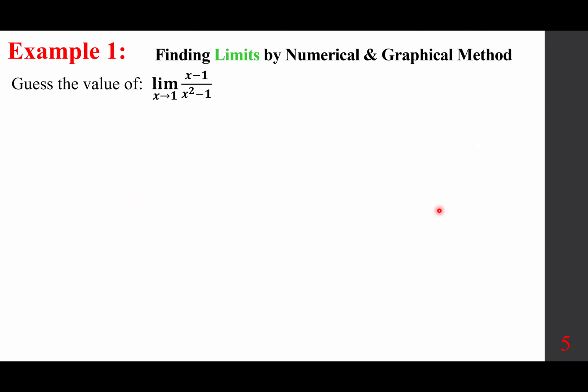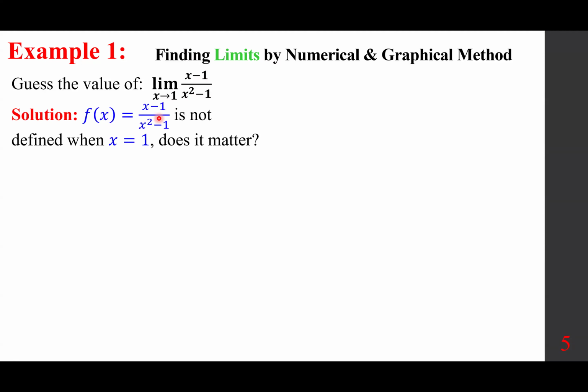All right. Finding limits by numerical and graphical method. Guess the value of the limit of (x minus 1) over (x squared minus 1) as x approaches 1. And we are also going to do the algebraic or analytical method as well. So this expression, we're going to call it f of x.